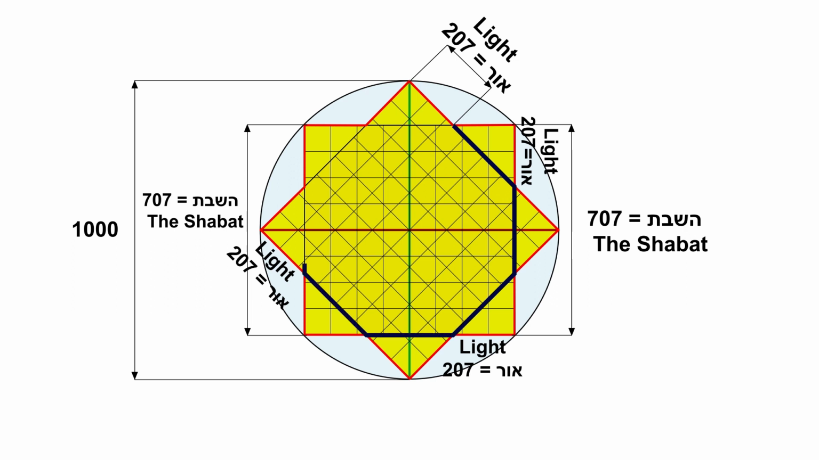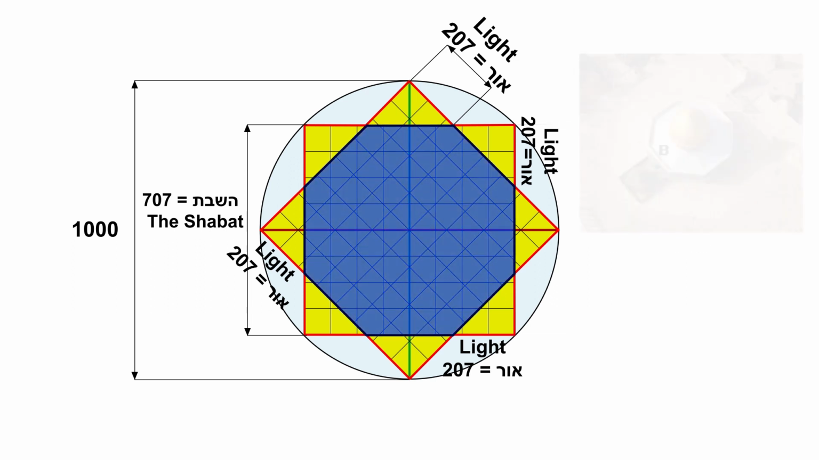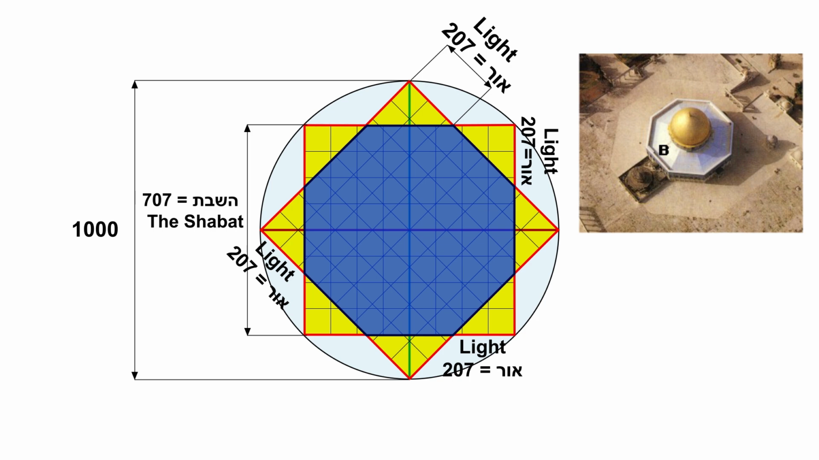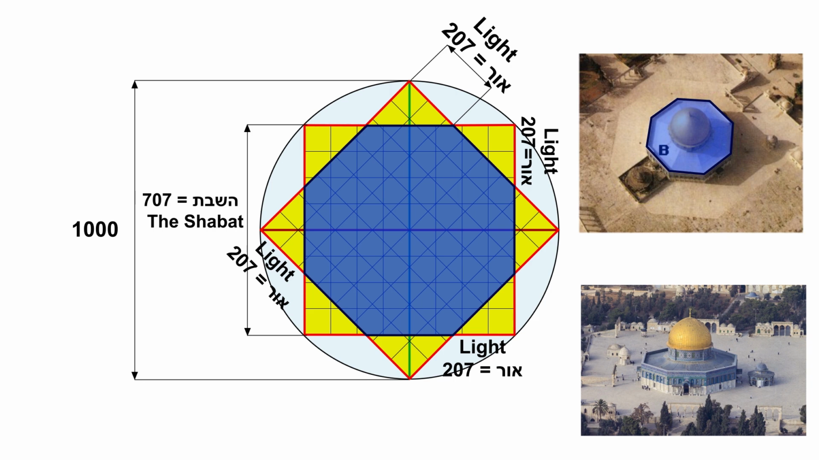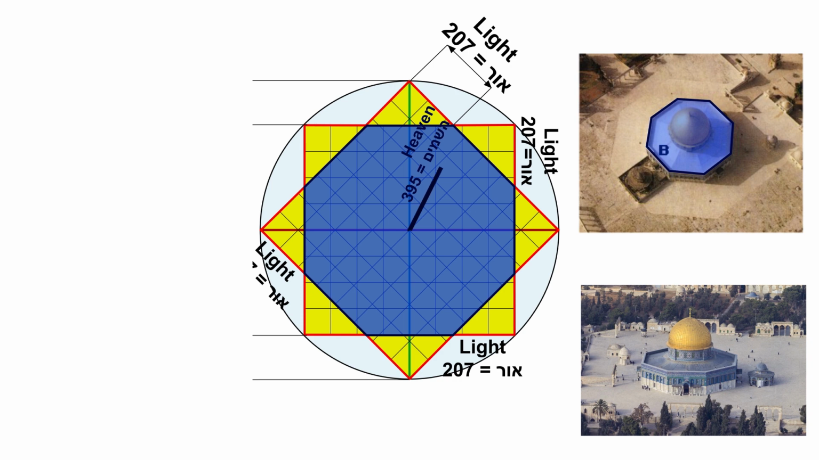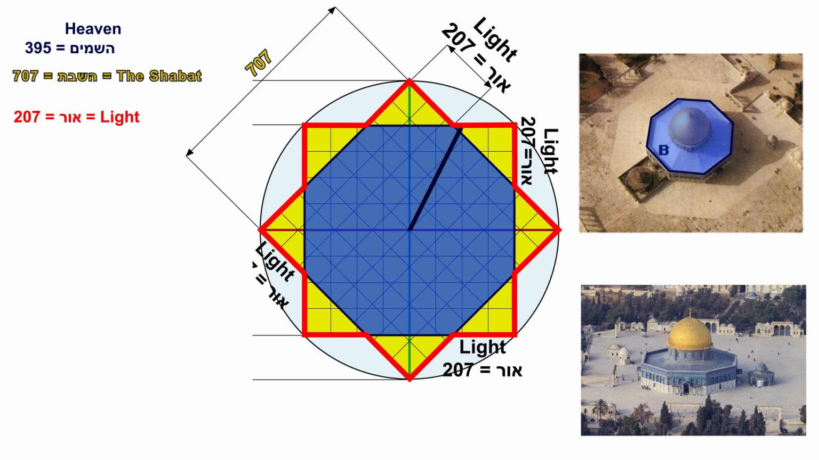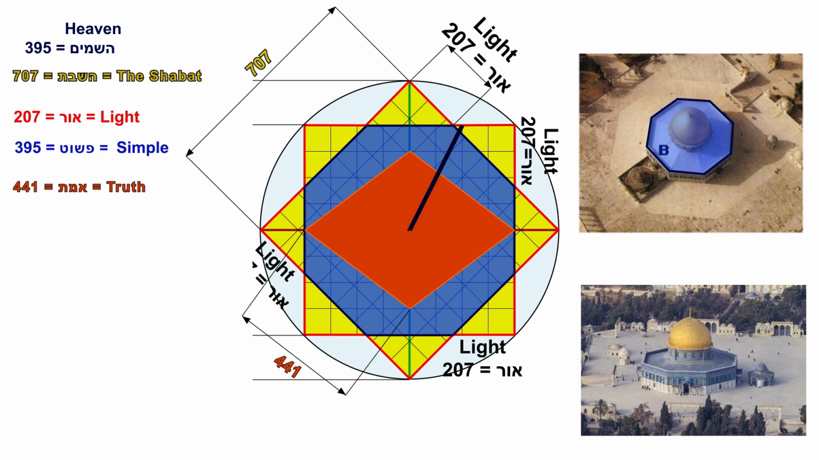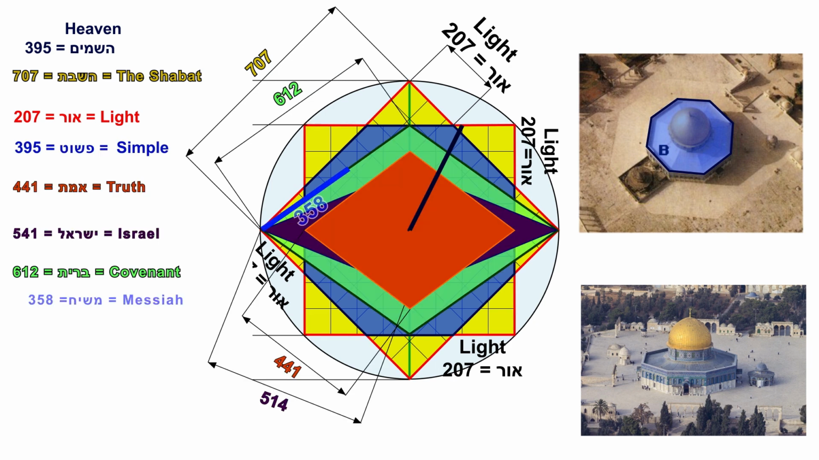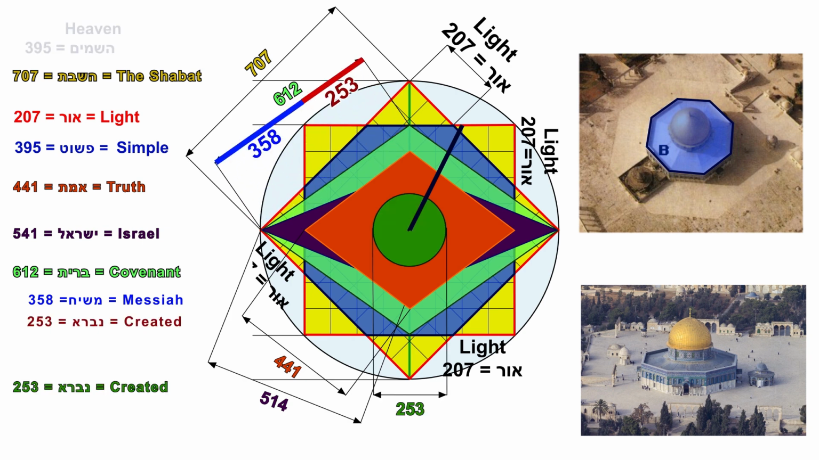Therefore, one of the hypotheses here is that an octagonal structure, such as the Dome of the Rock on the Temple Mount in Jerusalem, perpetuates knowledge in Hebrew and keeps an important memory in Judaism. And it offers a geometric illustration of the eighth heaven, to which Muhammad ascended from Jerusalem, but also to Shamayim, heaven and soul, the Shabbat, the light of the Shabbat, the simple light, truth, Israel, Brit, Messiah, and to the concept of created, which points to the 22 Hebrew letters.